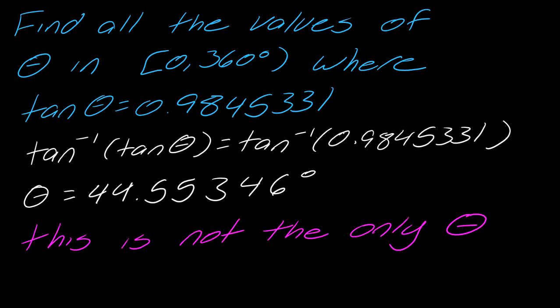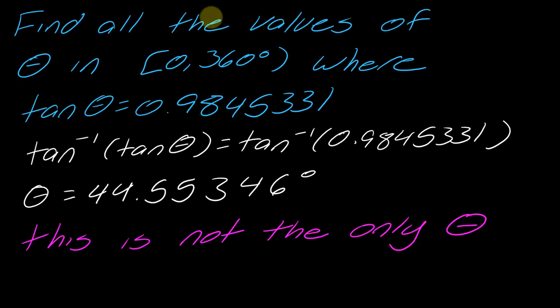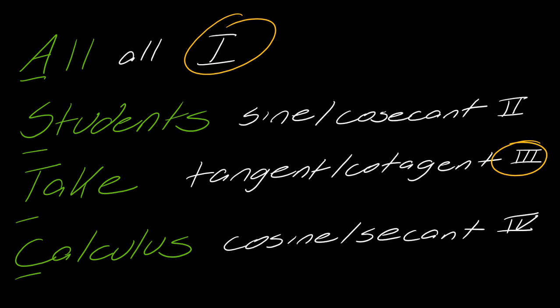So let's just take a moment to remind ourselves. All Students Take Calculus. This is the mnemonic device to help you remember where your functions are going to be positive. In quadrant 1, all functions are positive. And then where else is tangent positive? It's in quadrant 3. I've talked about this mnemonic in a lot of places. So in both quadrants 1 and 3, I would get this positive value.